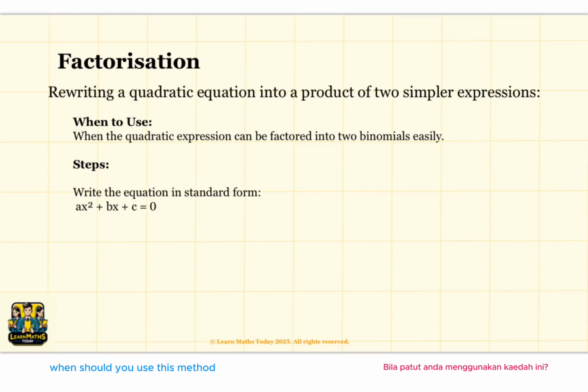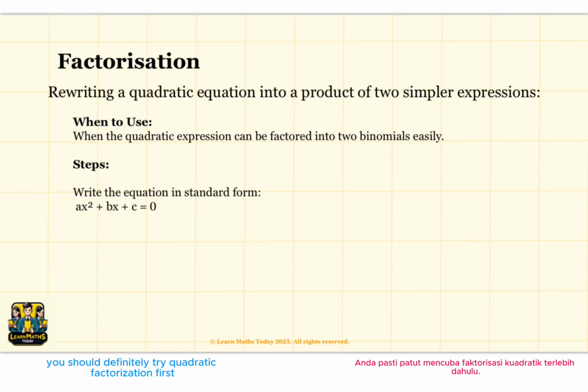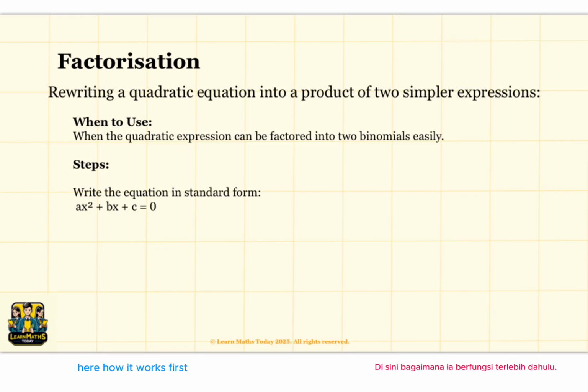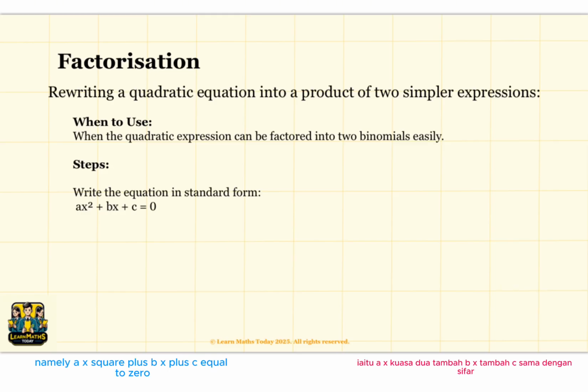Now you might be wondering, when should you use this method? Well, if you can spot the factors easily, you should definitely try quadratic factorization first. Here's how it works. First, you make sure that your equation is in standard form, namely ax squared plus bx plus c equal to 0.